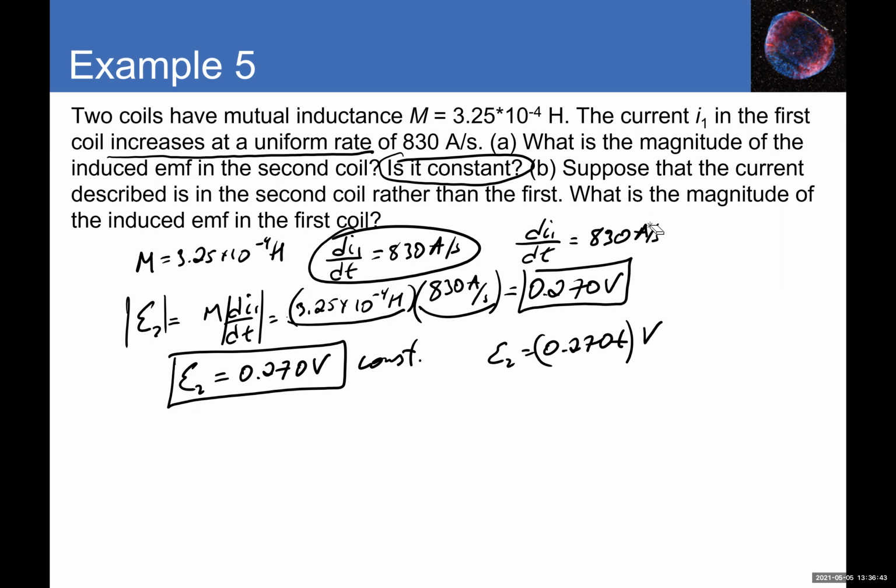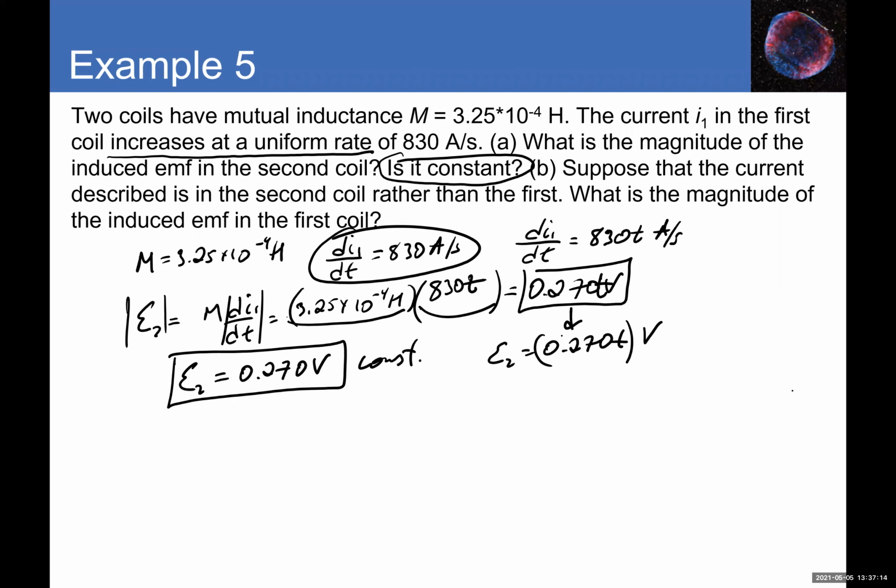That means, for example, if di/dt was 830 t amps per second, it increases with time. When t equals 0, it was 0. When t equals 1, it's 830. When t equals 2 seconds, it's 830 times 2. T equals 3 seconds, it's 830 times 3. That means di/dt itself is changing, time dependent. Then if I come back and plug in this one over here with a t, then this would have had a t, and I would have had a time dependent EMF.